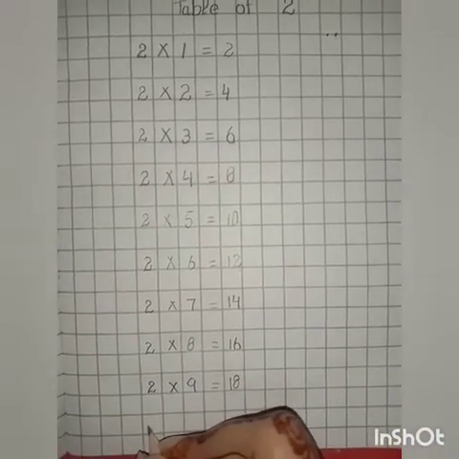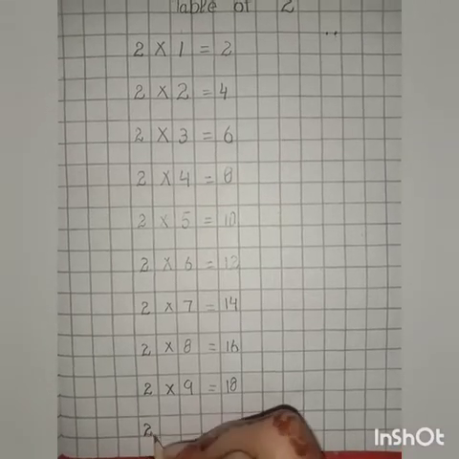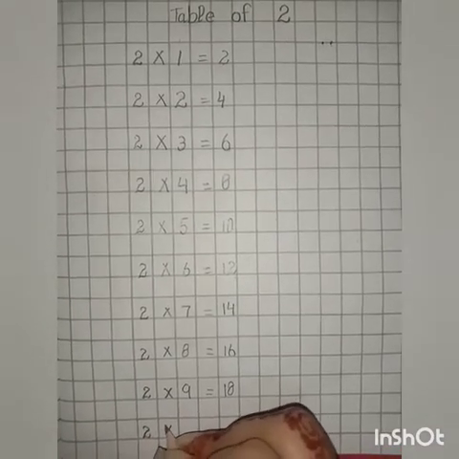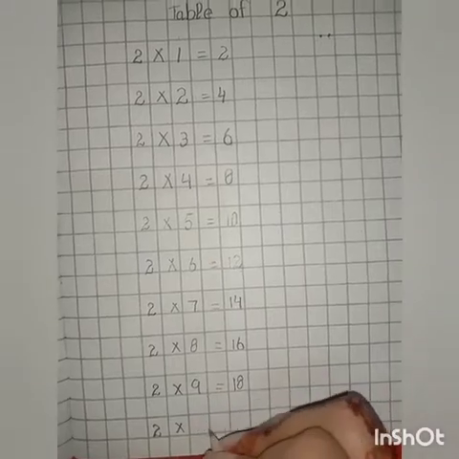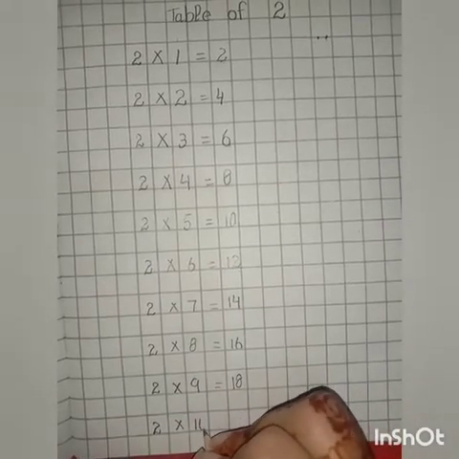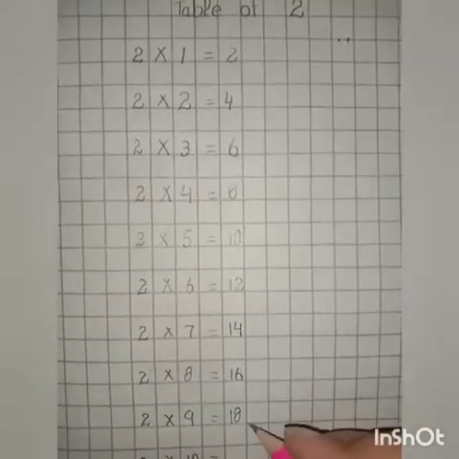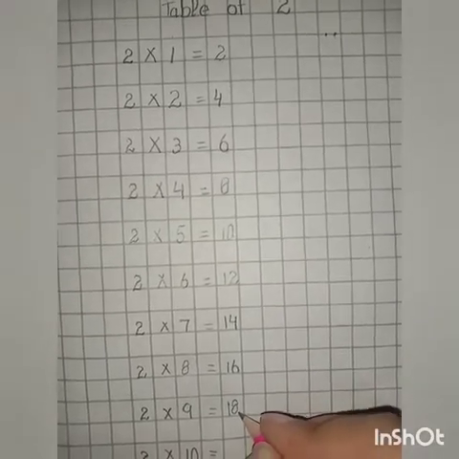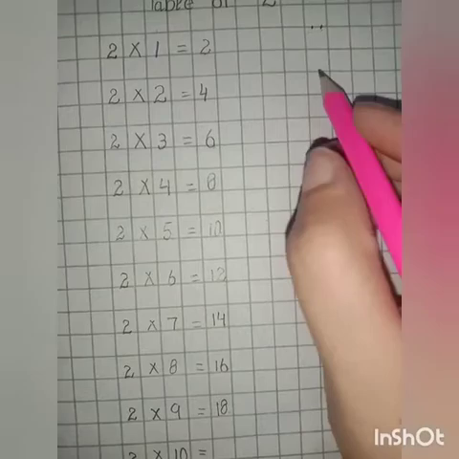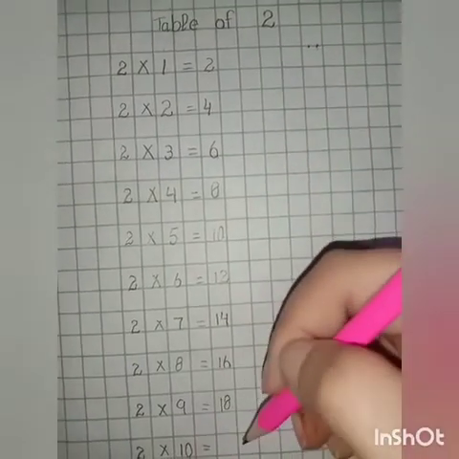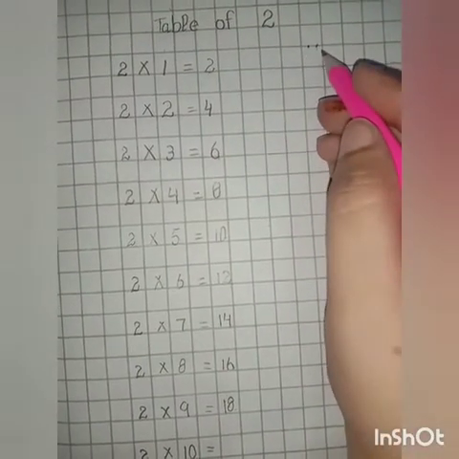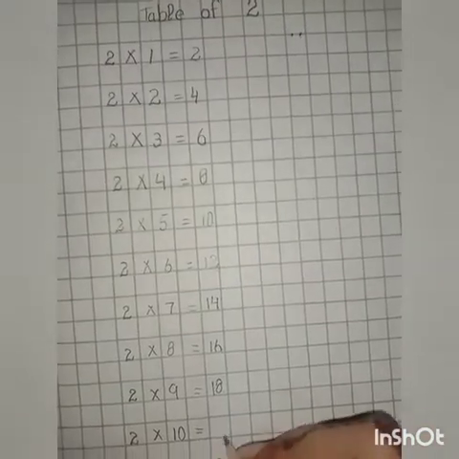Go for the next one. 2. Sign of multiplication. After 9 came here 10. Write here 10. Sign of is equal to. Here we have 18. We have to count towards 18 and add these 2 points in 18. 18, 19, 20. Write here 20.